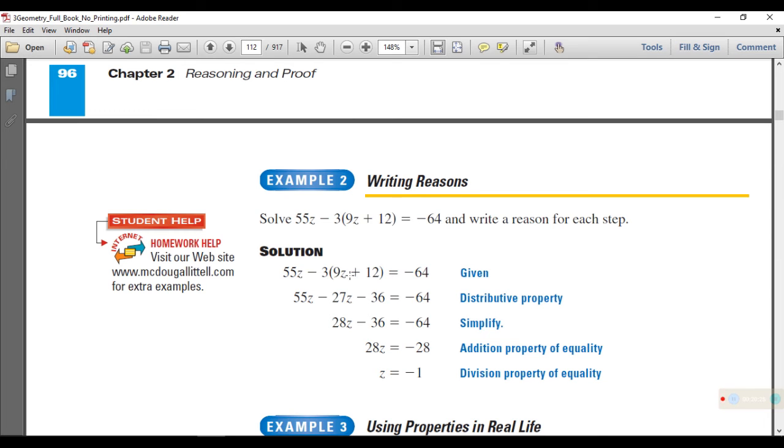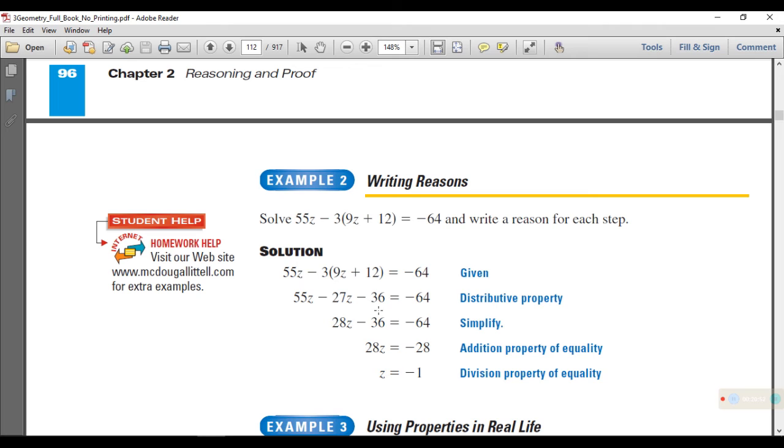3 times 9z is 27z. Of course, you have to take note of the sign. So, negative 3 siya. Negative 3 times 9 is negative 27. And then, negative 3 times 12 is negative 36. So, as is tayo with the right-hand side. After that, you have to combine like terms, 55 and 27. We have 28.